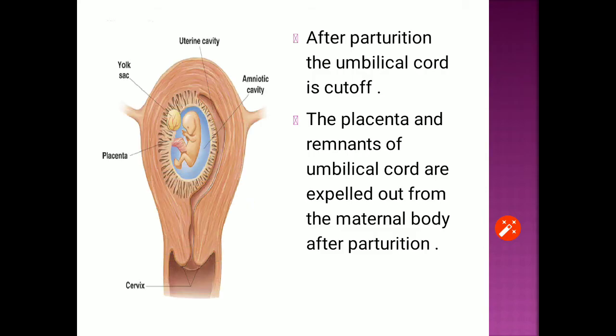After parturition, the umbilical cord is cut off. The placenta and the remains of the umbilical cord are expelled out from the maternal body after the delivery. In the given figure, we are able to see the placenta very clearly, the yolk sac, the uterine cavity and the amniotic cavity. So this picture is also showing the passage by which the fully formed fetus is expelled out.